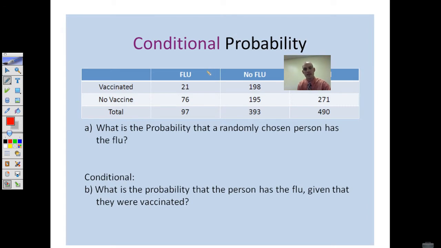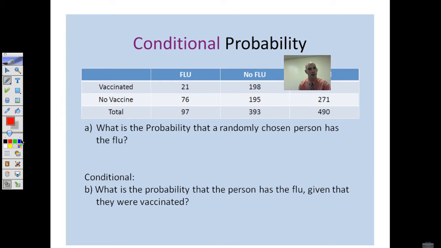Conditional probability. In this example, we're talking about vaccinated and non-vaccinated people who get the flu or don't get the flu. What we see here is we have this vaccinated line that says how many people got the flu, how many did not get the flu, the total number of vaccinated people. And in this one there's no vaccine, who got the flu, who did not get the flu, total, and then the totals of all those.